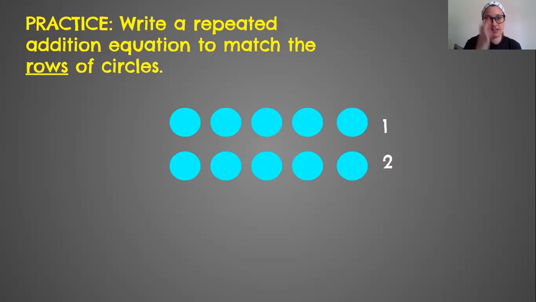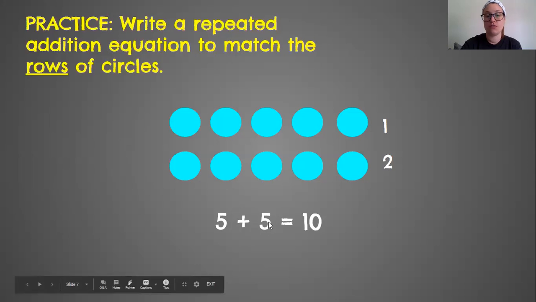So then what repeated addition equation would match the rows of circles here? We know that there are 2 rows. How many circles are in each row? Count them up. Get your answer in your brain. That's right. There are 5 circles in each row, and there are 2 rows. So 5 in the first row plus 5 in the second row equals 10. So we have all parts of the repeated addition equation: the numbers, the plus sign, the equal sign, and the total. Let's look at one more.